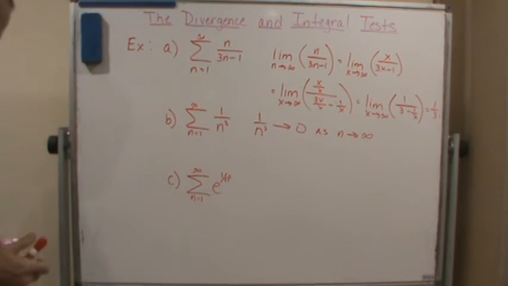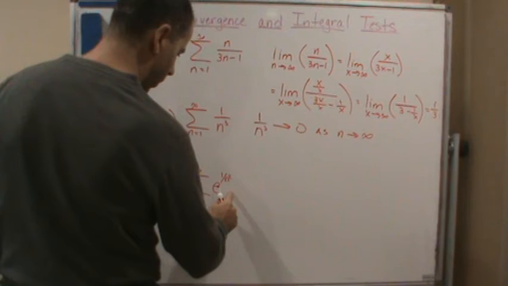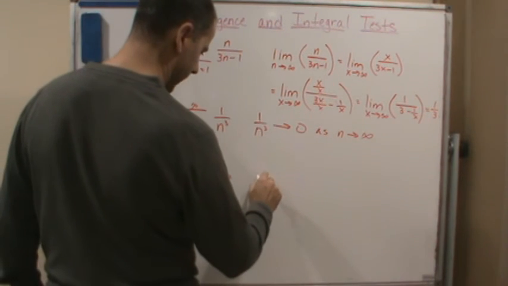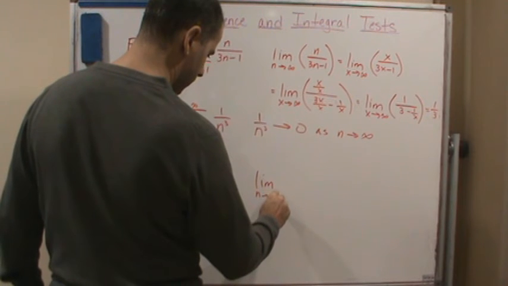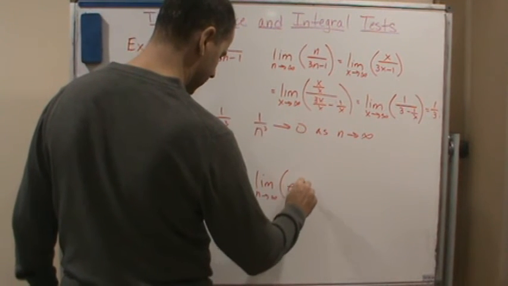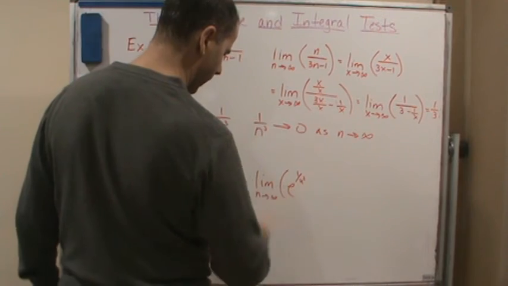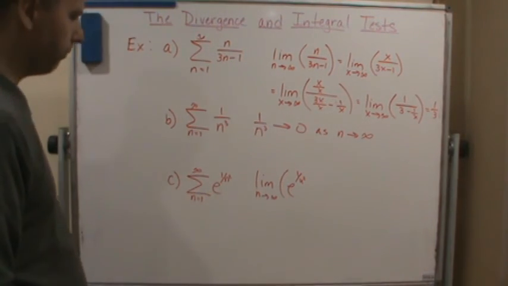Okay, so now the last one. Let's look at this one. What about this one? We have the limit as n approaches infinity of e to the 1 over n squared.